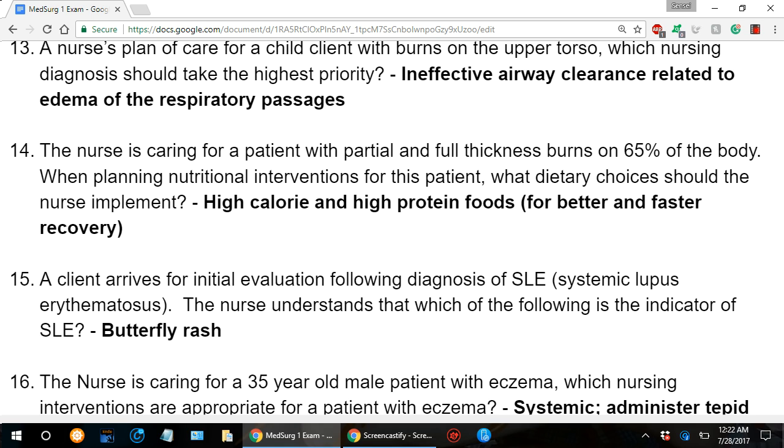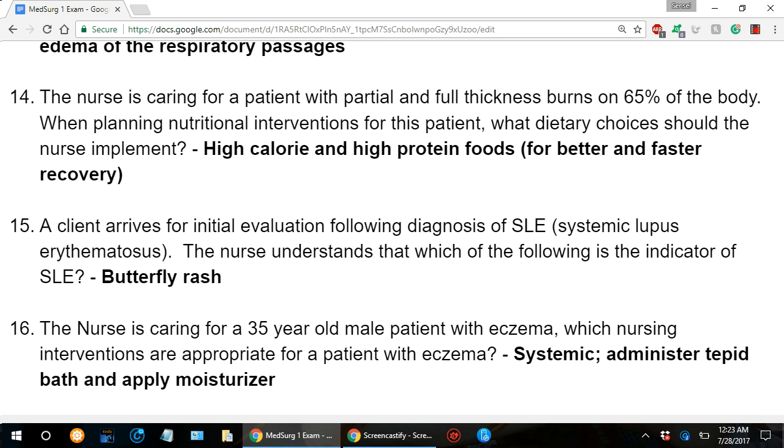The nurse is caring for a patient with partial and full thickness burns on 65% of the body. When planning nutritional interventions for this patient, what dietary choices should the nurse implement? The answer is high calorie and high protein food, for better and faster recovery.